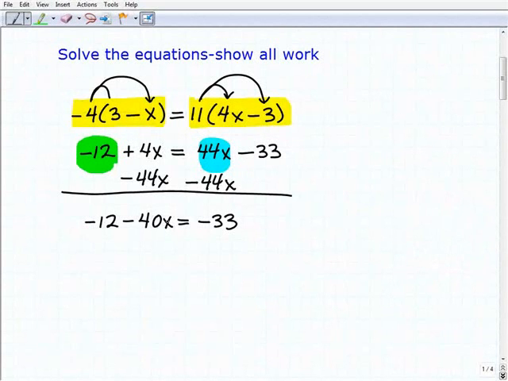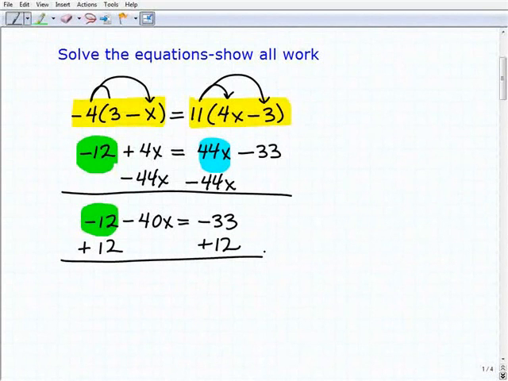So now we've got our variables over to the left. Now let's focus on our number here and move that over to the right. So I'm going to add 12 to both sides of the equation. Go ahead and rewrite that equation if you haven't done so already. This would be negative 40x equals, now right here we have negative 33 plus 12, so that'll be a negative 21. Just be careful when working with these positive and negative numbers. You don't want to go so fast that you make a mistake with one of the signs here.